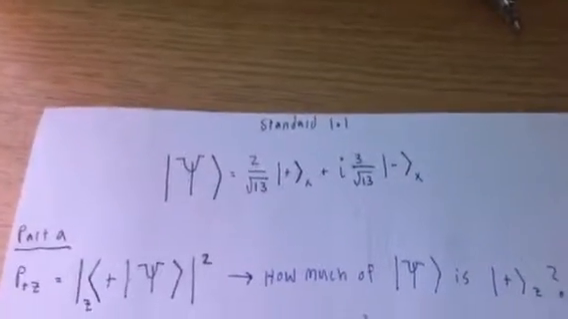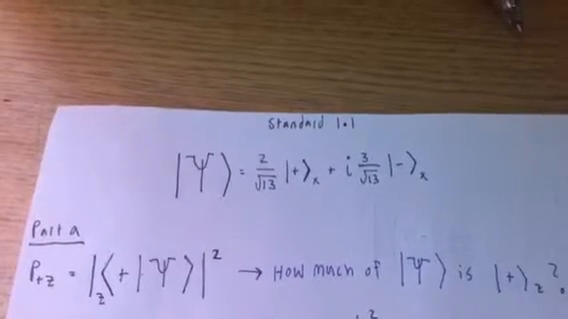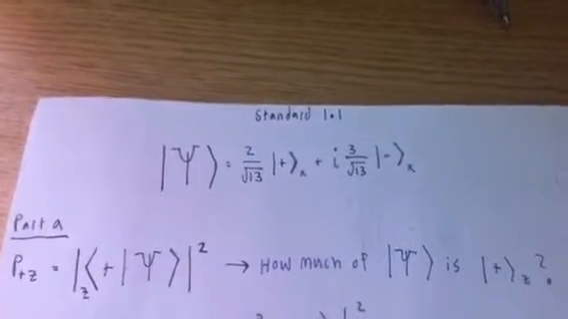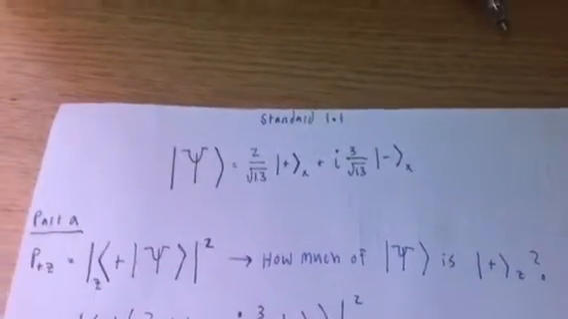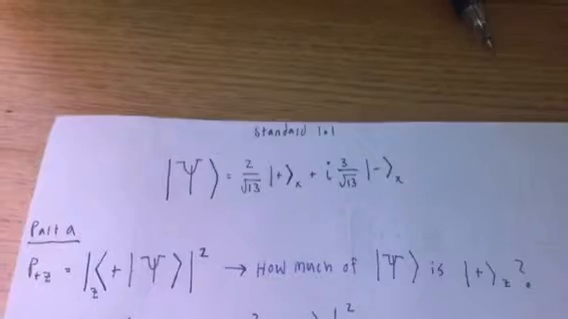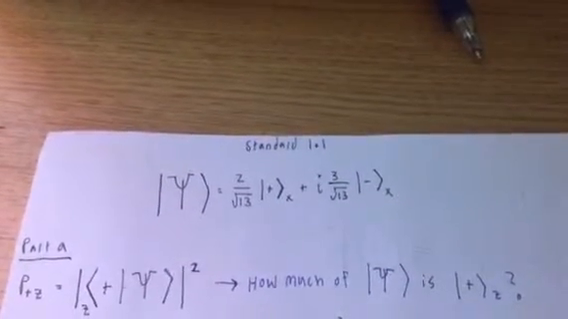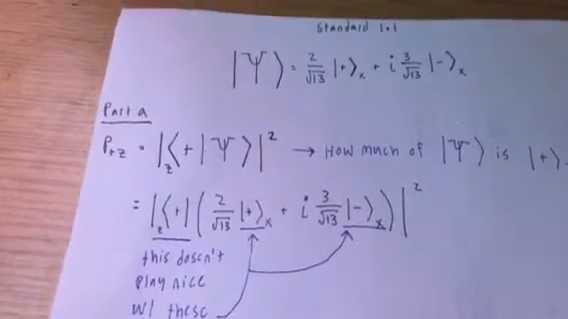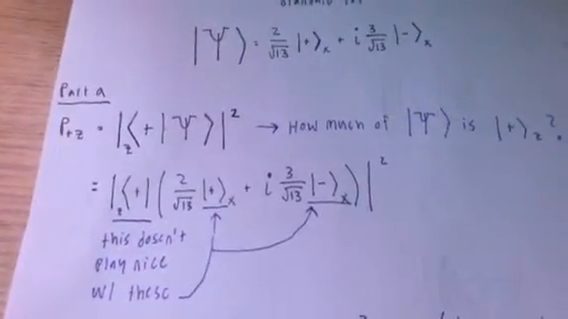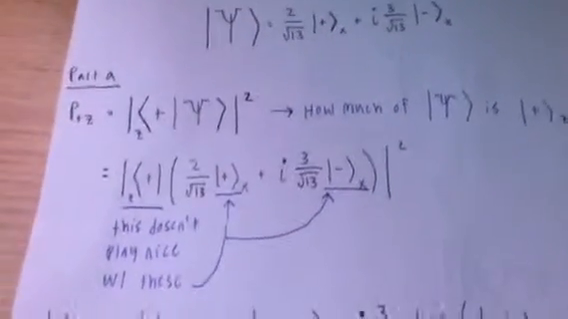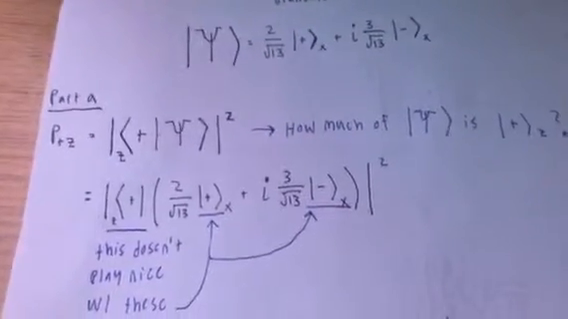So to do that, we want to find the modulus squared of the inner product of our state vector taken with the z plus basis vector. So essentially what this is asking is how much of our quantum state vector psi is the plus z vector. We just start doing this out, but then all of a sudden right away we are stuck with a problem because we don't know how to multiply our z plus basis vector with our x plus basis vector.